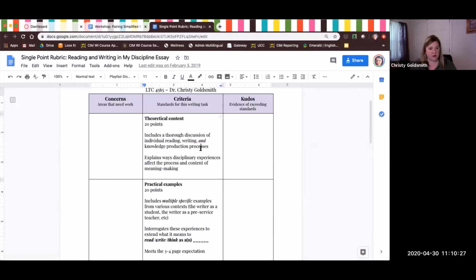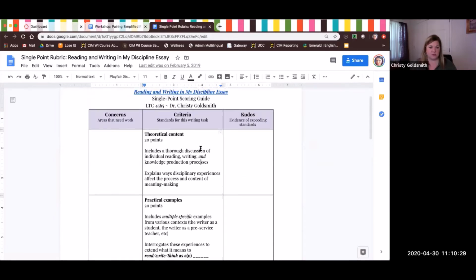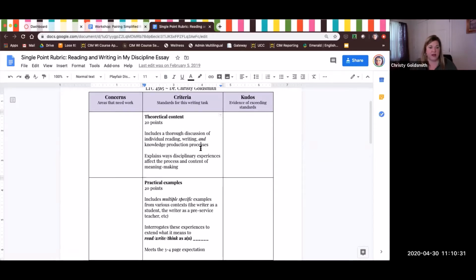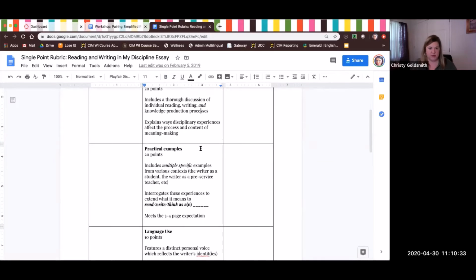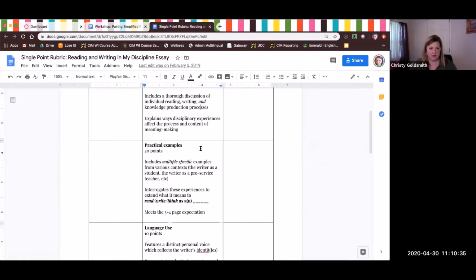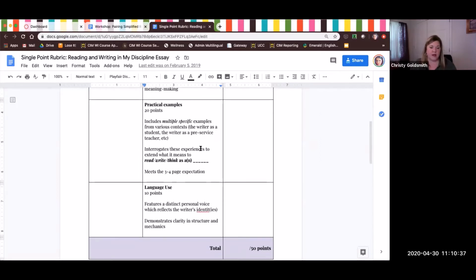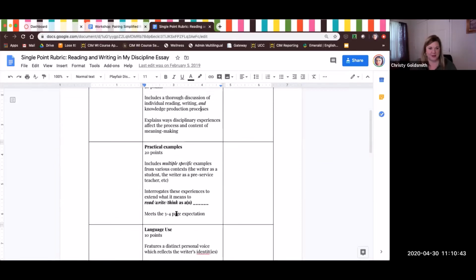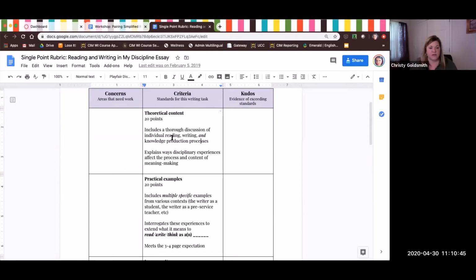It has theoretical content. These are students learning to be teachers, by the way. It has practical examples, 2 things we would hope teachers would think about, right? The theory and the practice. And then it has language use. So I'm an old English teacher and I can't get away from effective language use. So that's my 3rd category there. So what I've done here is really just described what I expected in each of these categories. And then I've thought about like, how can I provide really good feedback to students?